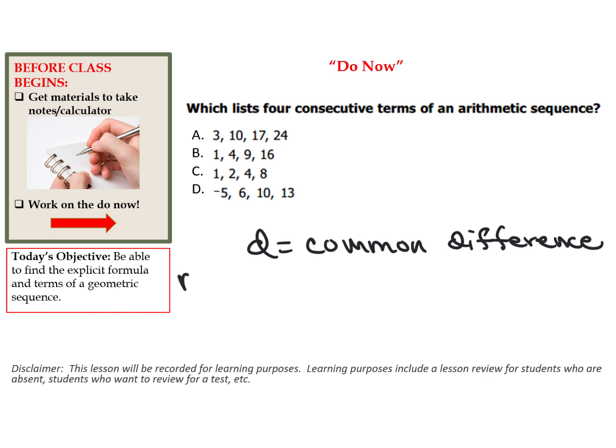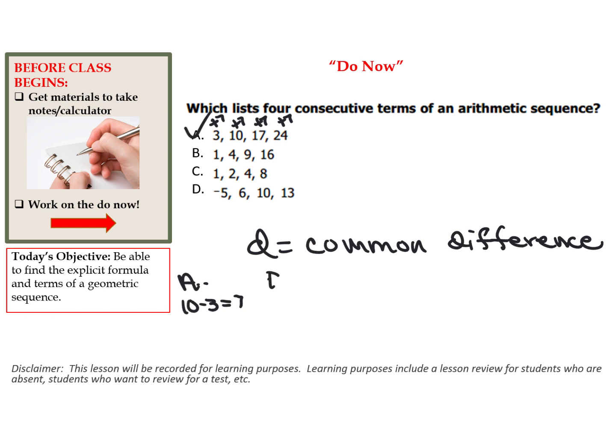So on answer A, I'm going to take second term minus the first term, which means that if this is arithmetic, when I add 7 to each term, it gives me the next term. And I've proven 3 plus 7 is 10, 10 plus 7 is 17, 17 plus 7 is 24. So this would be an arithmetic sequence.